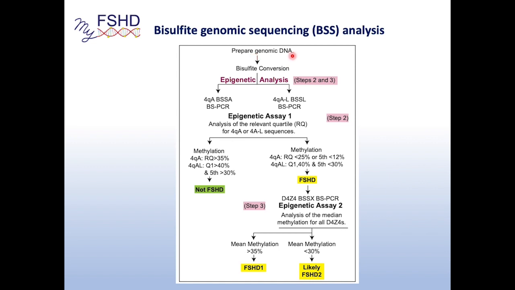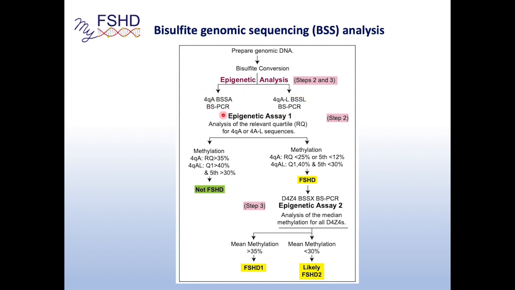We're going to prepare your genomic DNA from saliva, from blood, from cells, pretty much from anything. Okay, bisulfite convert, do the 4A BSSA, bisulfite sequencing for A, BSSL, bisulfite sequencing for L, and this is our first assay, and we're going to do this on everybody.